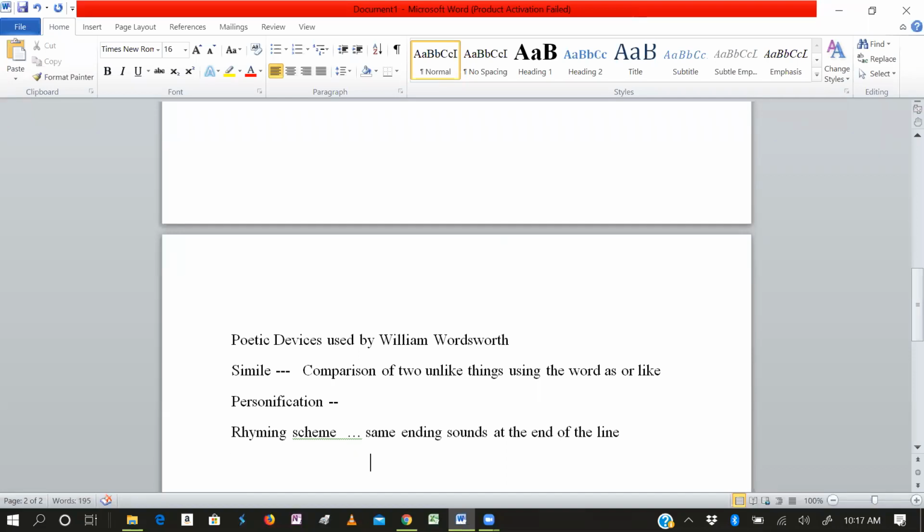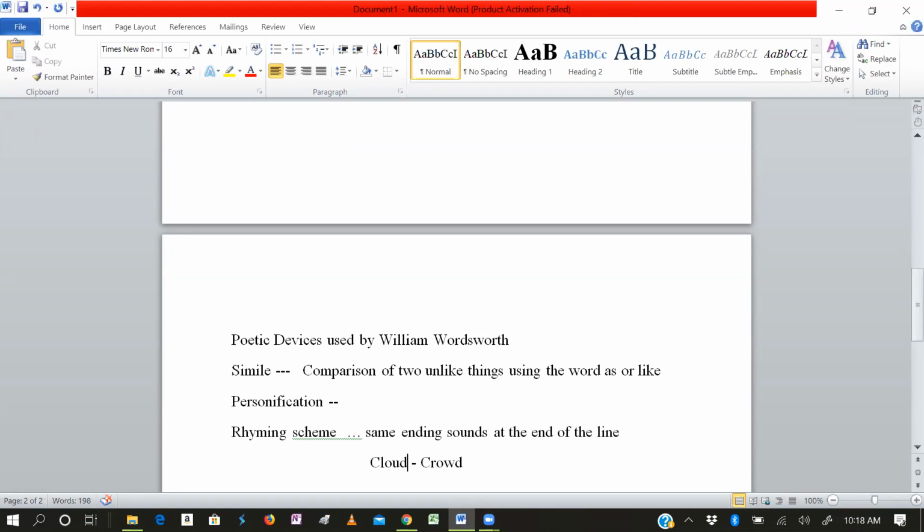For example, you can see in this poem cloud and crowd, the same sound. Every line, one after another, ends with this sound, cloud and crowd. So we call them rhyming words, and the technique is called the rhyming scheme. So the poet William Wordsworth has used these poetic devices and the rhyming scheme in his poem.